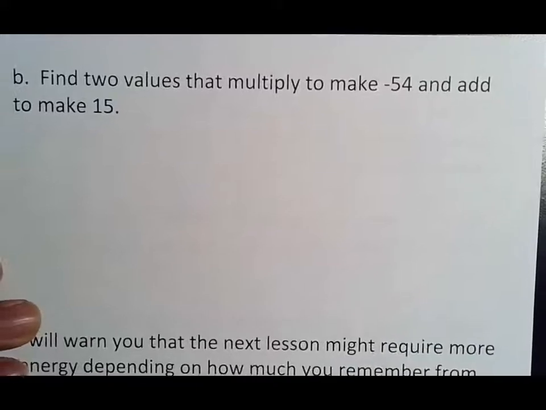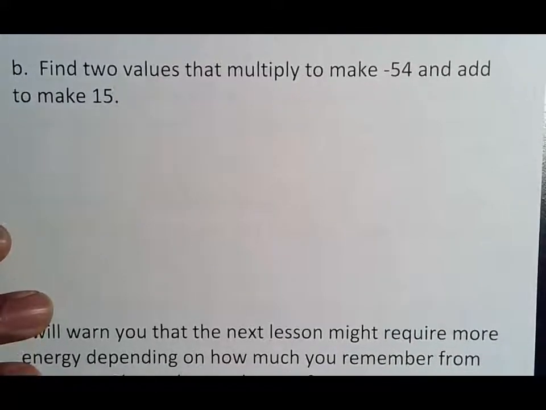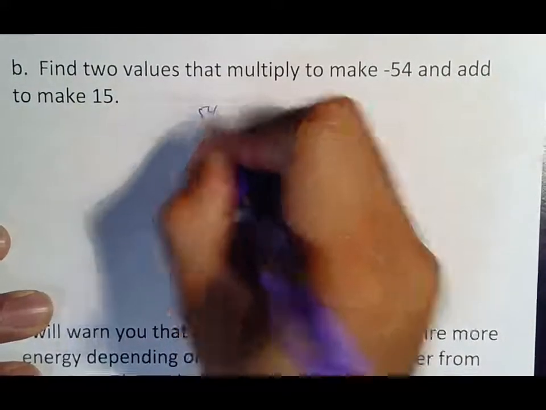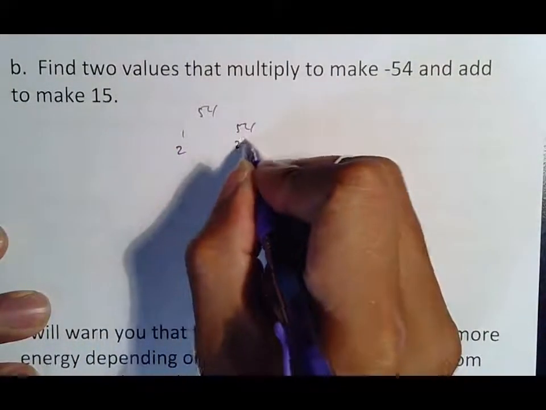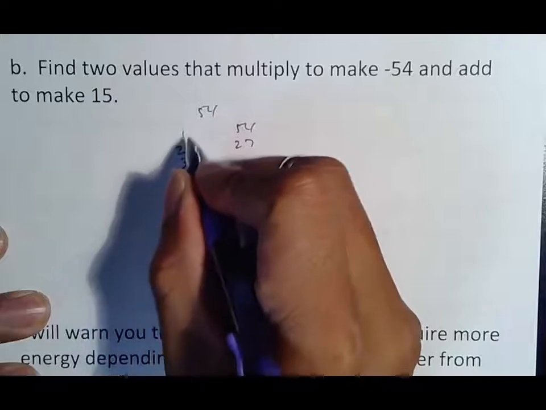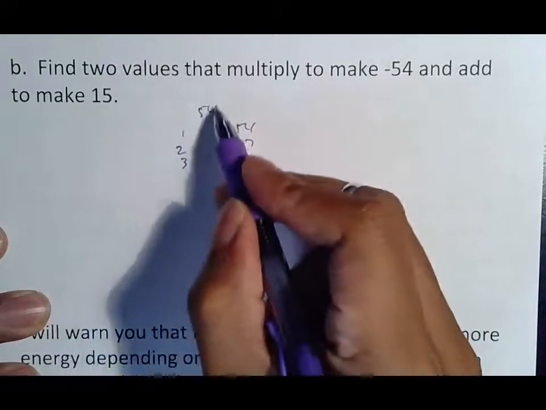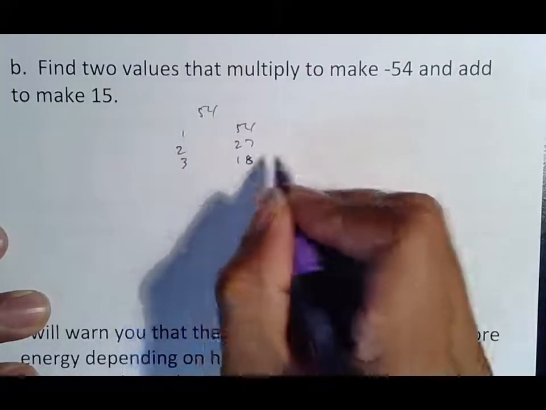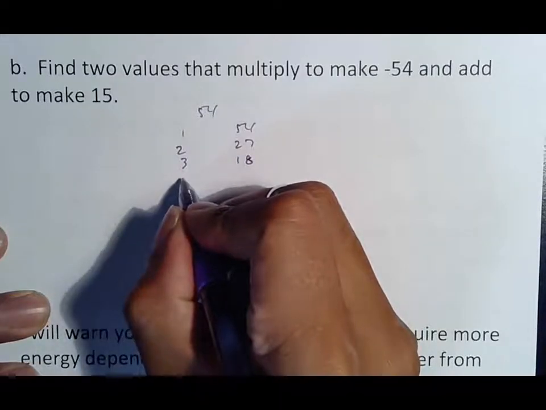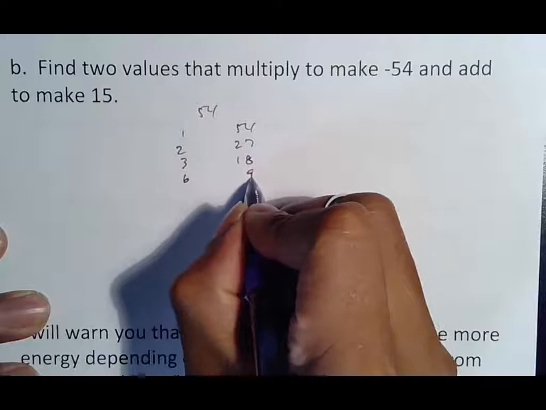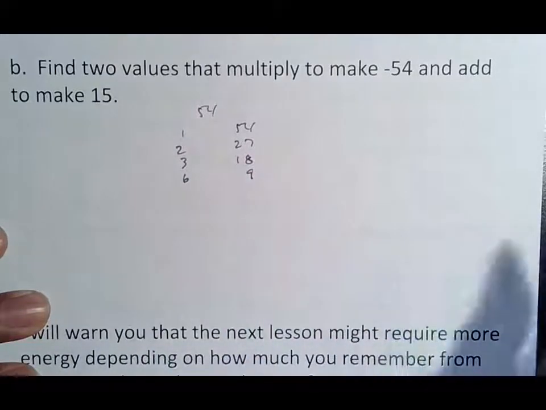Find two values that multiply to make negative 54 and add to make 15. Again, ignore that negative when you make your chart. 1 times 54, 2 times 27, 3 times, 3 goes into 5 once with 2 left over, 24 would be 8. 4, I don't think goes. 5 no. 6 goes, times 9. 7 no. 8 no. And that should be our list.